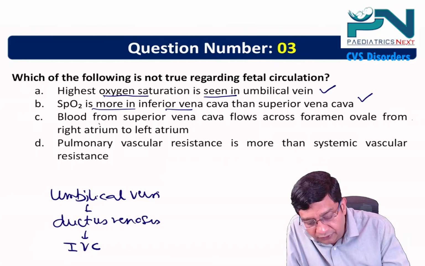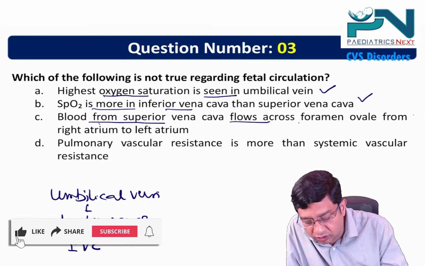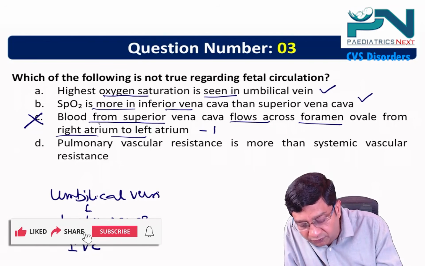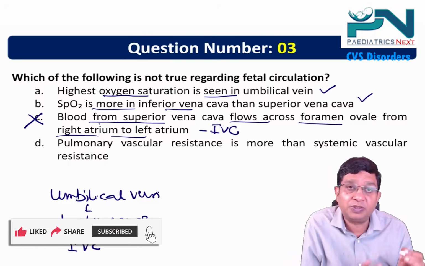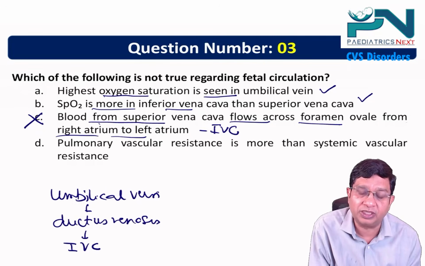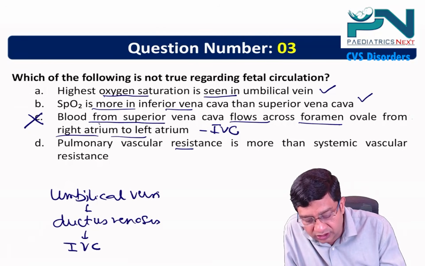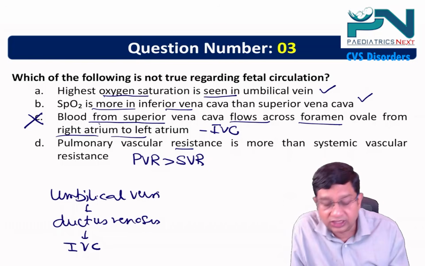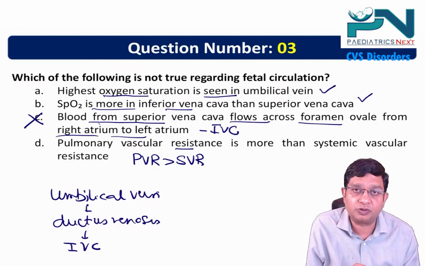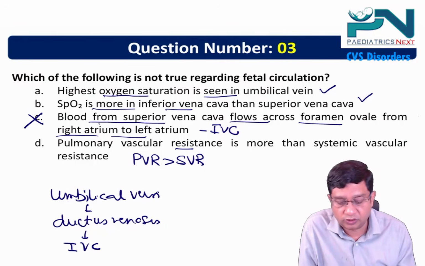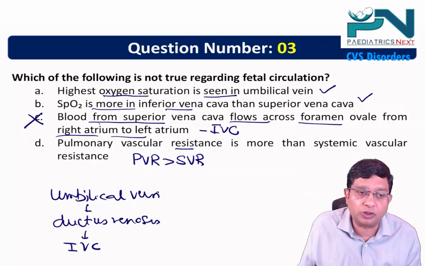Blood from superior vena cava flows across foramen ovale from right atria. No, it is the blood of inferior vena cava which basically flows from the right atria to the left atria through foramen ovale. Pulmonary vascular resistance is more. Yes, PVR is more than SVR. That's why in the fetal circulation, if you see, the blood flows from pulmonary artery to aorta. So which is the not true one? The C option is not true here.